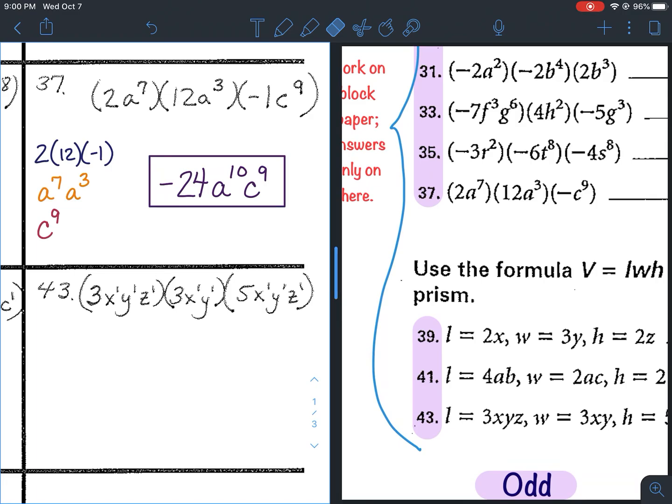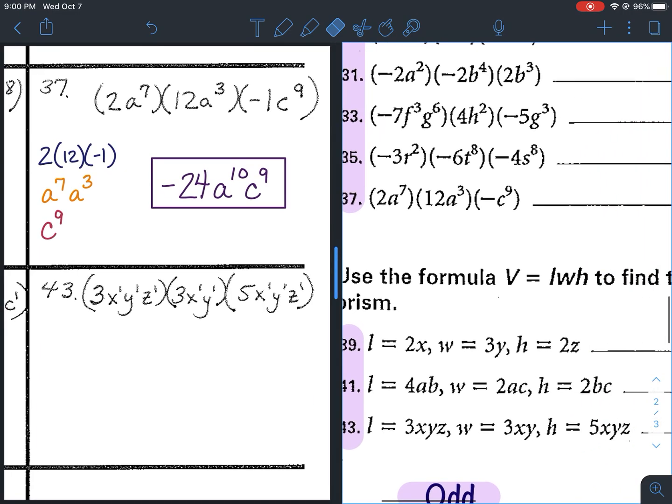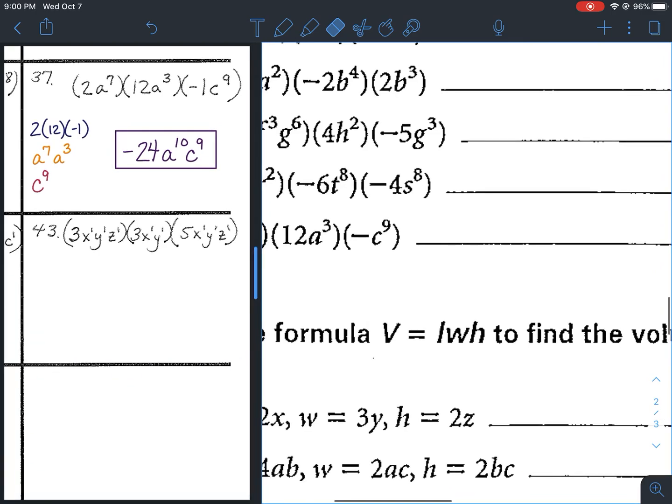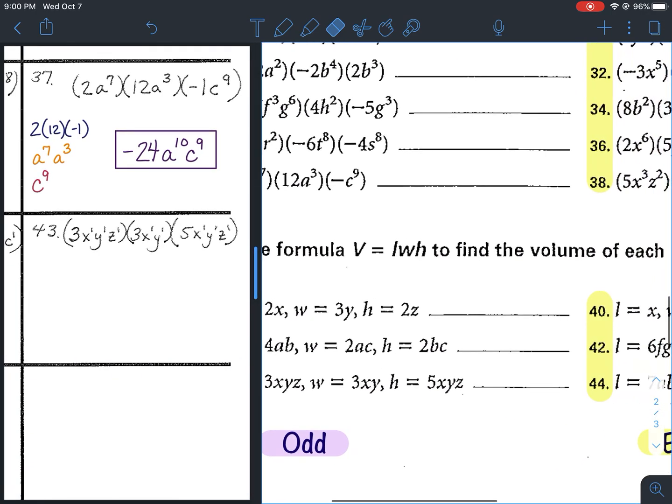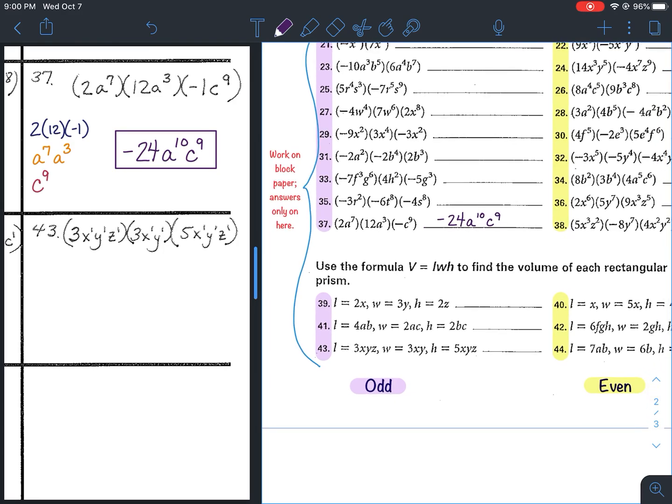So now that I've done all the work on the block paper, I'm going to come back over here and I'm going to write my final answer to number 37 on the blank. So -24, a to the 10th, c to the 9th. All right.